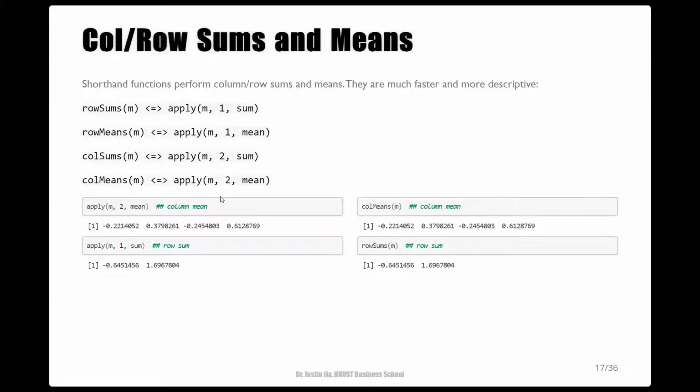These are equivalent to using the apply function, but they are much faster because they are optimized to do those operations specifically. So if you want to calculate the sum or the mean of a column or row of a matrix, use these functions instead.